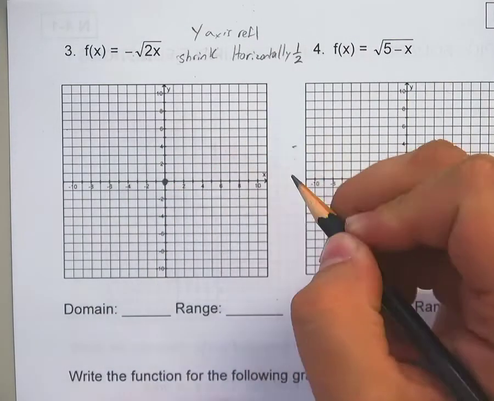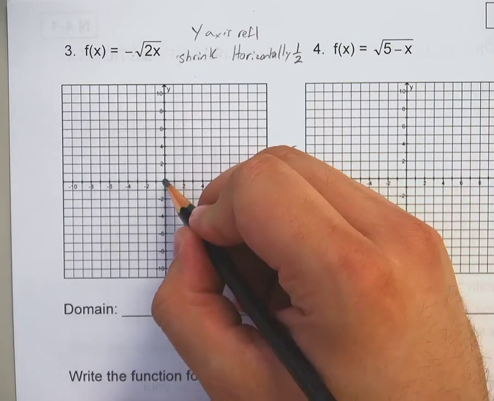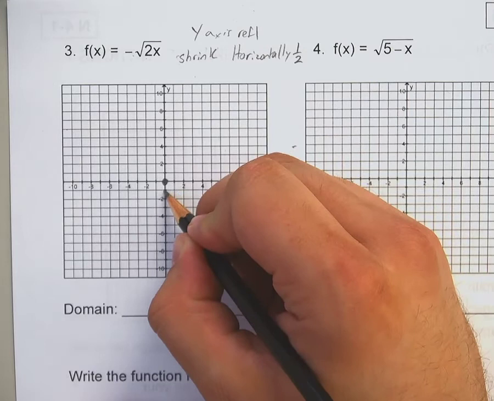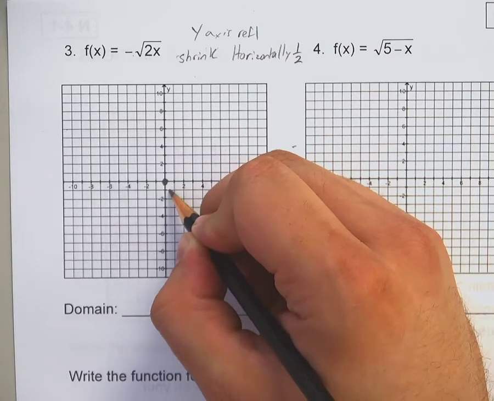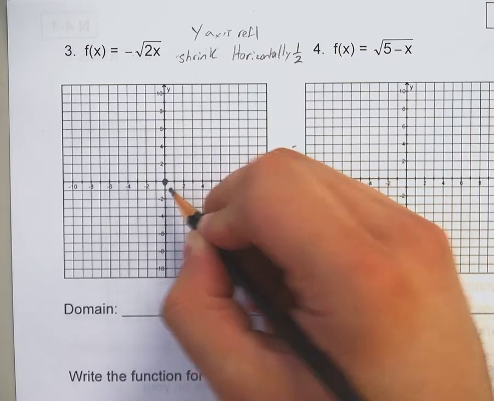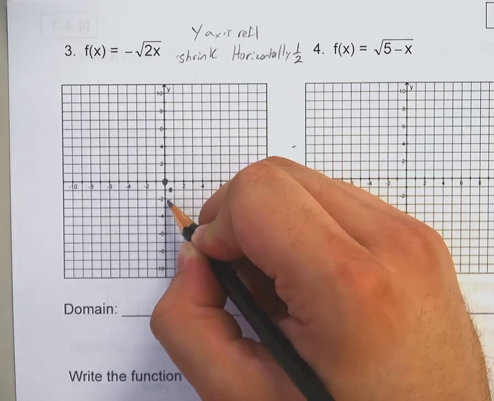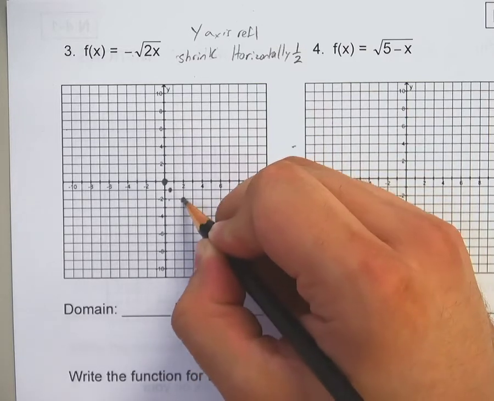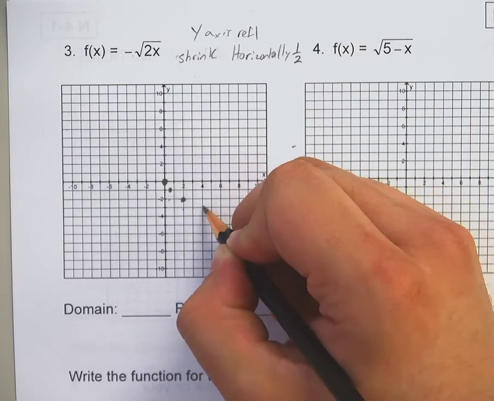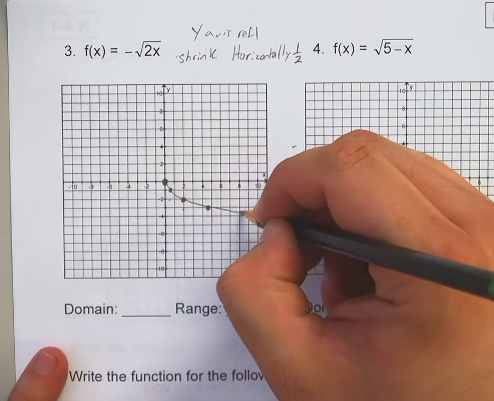So I start at 0, 0. I'm not moving anywhere left, right, up, or down. Now, beforehand, since it's negative, I was going to go down 1 and over 1. But since I am shrinking horizontally, I'm going to go down 1 and over 1/2. And then down 1, and instead of over 3, I'll go over 1 1/2. And then down 1, instead of over 5, I'll go over 2 1/2. And then it would keep going in that manner.